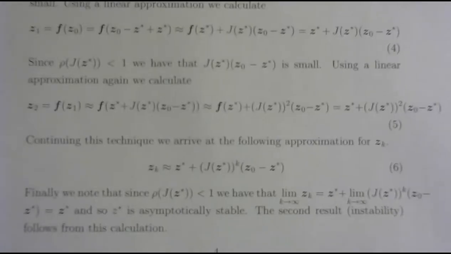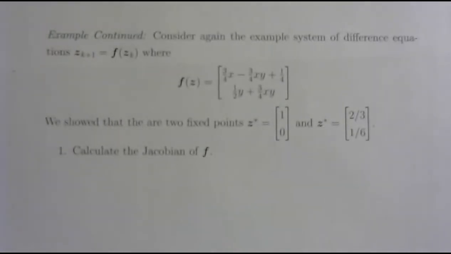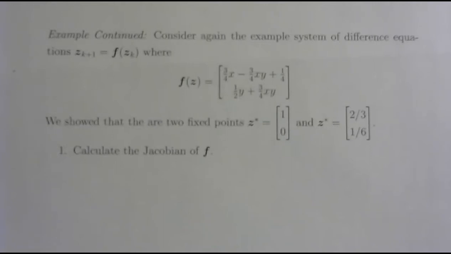Okay, so we just talked about the theorem and the proof of the theorem, and now we're going to go on to page 5 of the notes, which is getting back to our original example to show how this result works and how we can use this result to prove the stability properties of the two fixed points that we found, right?